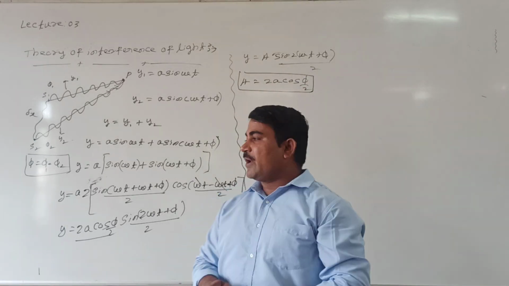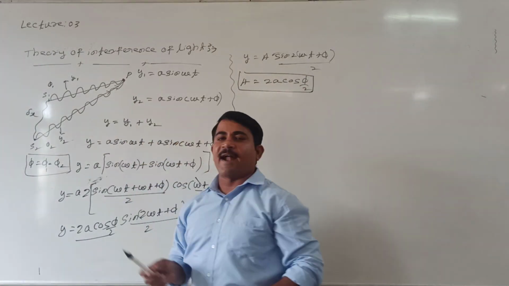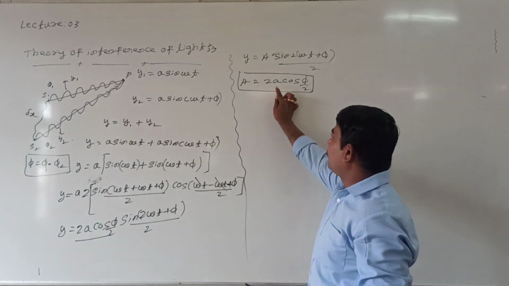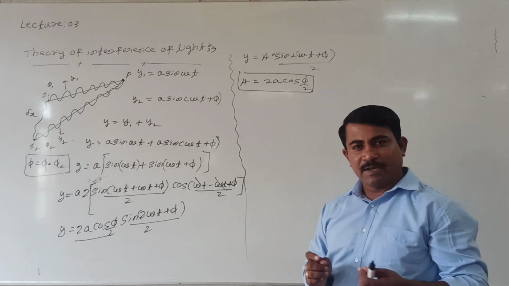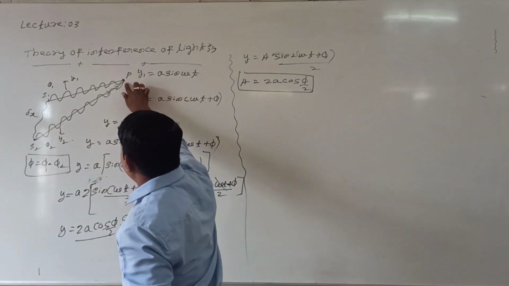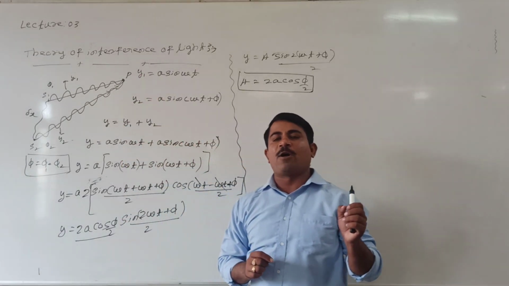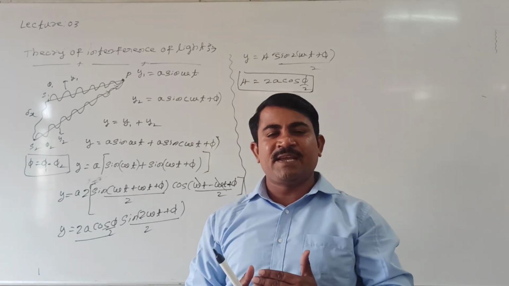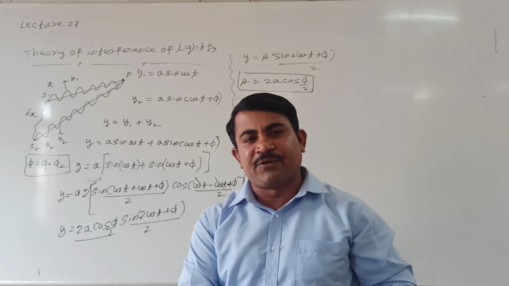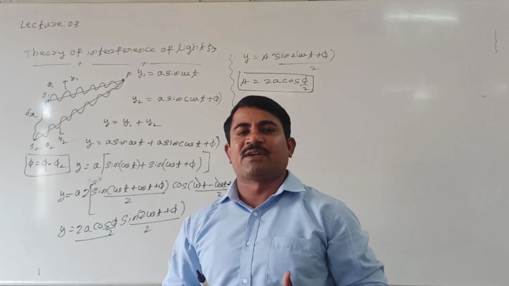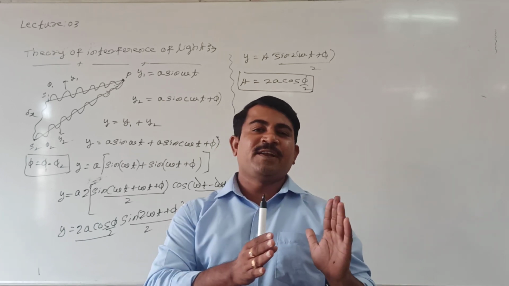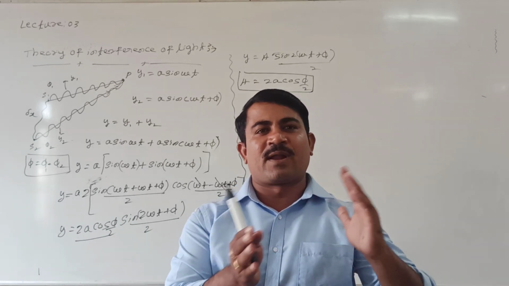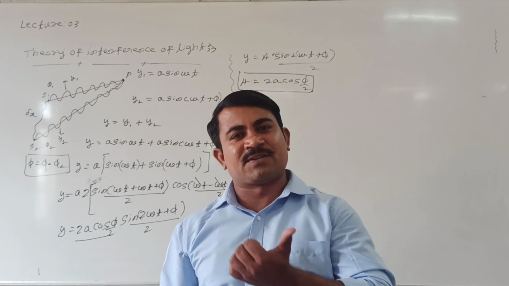When two or more waves overlap at a point P, an amplitude is possible. This amplitude A is equal to 2a cos phi by 2. This amplitude is either maximum or minimum depending on the path difference or the phase difference. Then we will see the condition for constructive interference and the condition for destructive interference. Already we know, when the crest of one wave overlaps with the crest of another wave, or the trough of one wave overlaps with the trough of another wave, we call that constructive interference.